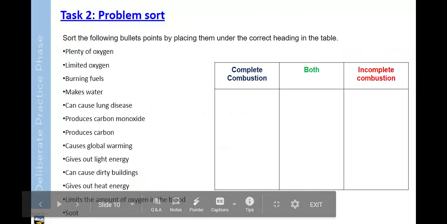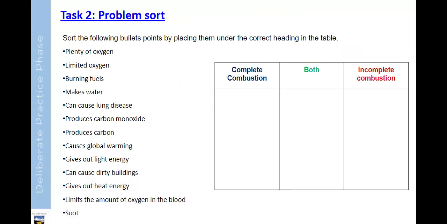So Task 2 on your student worksheet, I would like you to sort the following bullet points into the correct heading of the table. So you've got complete combustion, both, or incomplete combustion. So pause the video, go and complete that, come back once you're done.